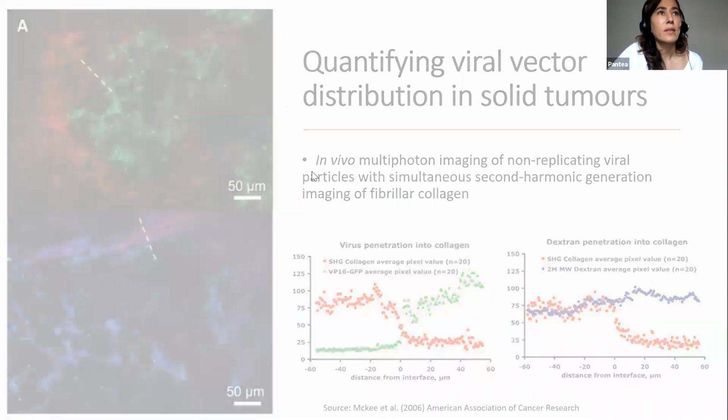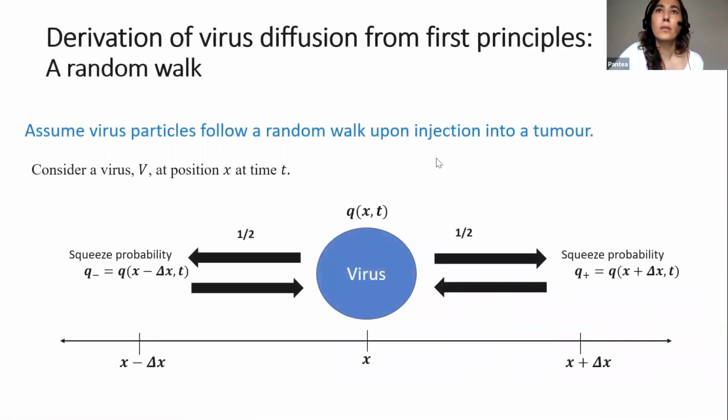Okay, so we wanted to take this experiment and use it to find our diffusion term. But before we actually use that experiment, to derive our diffusion term we're going to use a random walk. Assume virus particles follow a random walk upon injection into a tumor. Consider virus V at position X at time t.